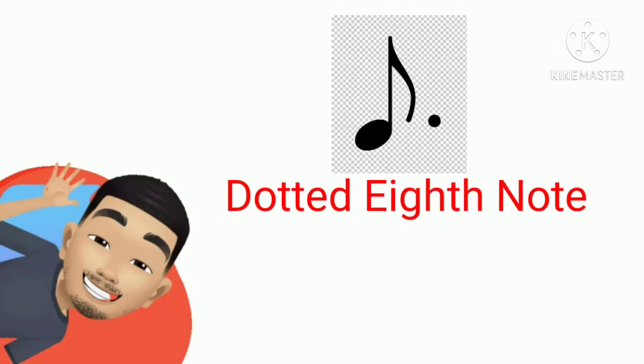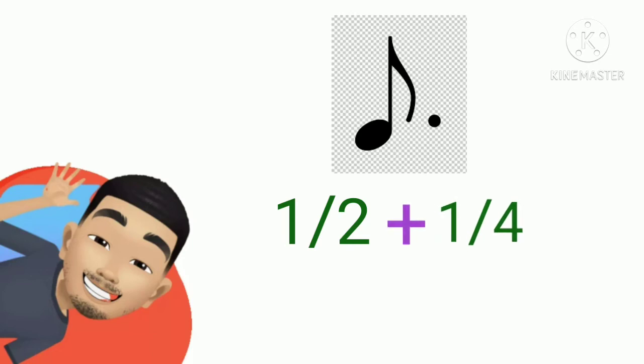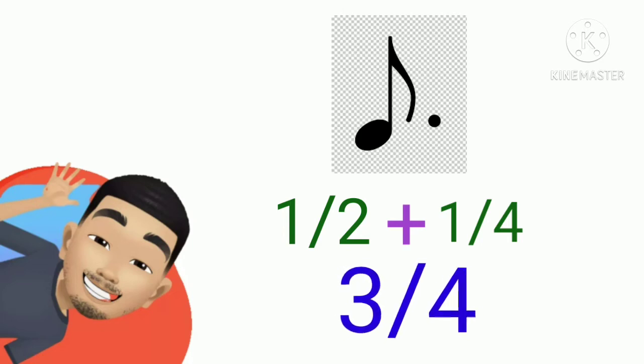This is an example of dotted eighth note. Eighth note has a value of 1/2. The half of 1/2 is 1/4. If we add 1/2 and 1/4, then the value of dotted eighth note is 3/4.